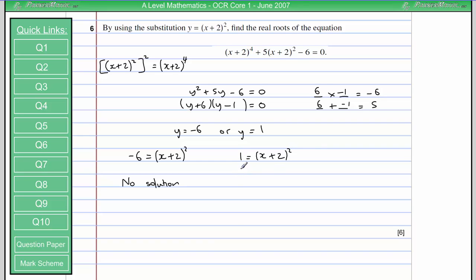The square root of 1 just stays as 1, so we get 1 equals x plus 2. However, remember, when you do a square root, you need a positive and a negative answer, so it becomes plus or minus 1. All we need to do now is subtract 2 from both sides, and we get x equals plus or minus 1 minus 2. If we do the positive version, we get positive 1, take away 2, that gives us negative 1. If we do it with minus 1, we've got minus 1 minus 2, that gives us minus 3. So our two solutions are x is minus 1 and x is minus 3.